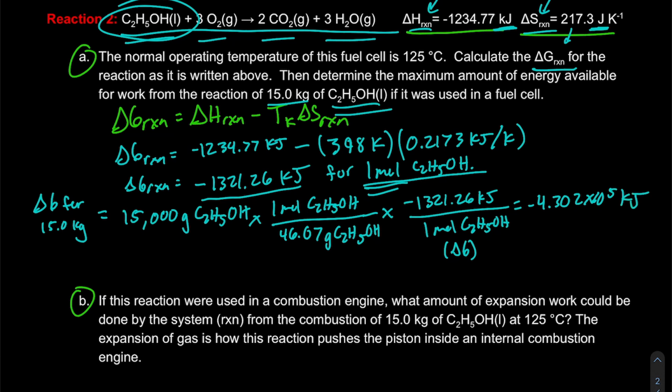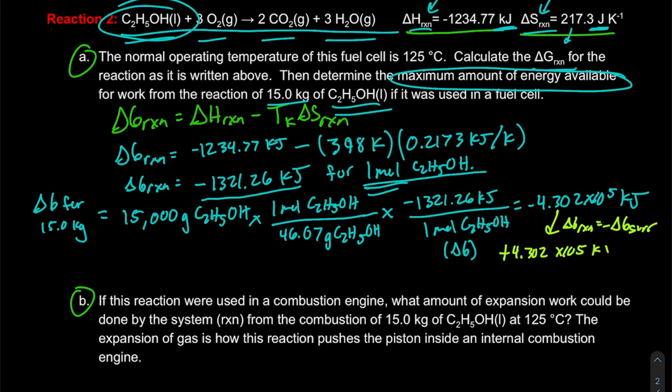Now, what does that mean? The maximum energy available for work for the surroundings. Well, because our delta G of the reaction is equal and opposite to the delta G of the surroundings, we have positive 4.302 times 10 to the 5th kilojoules available to the surroundings to do work, in this case maybe power the electric motors in the fuel cell. Now we have that identified with regards to free energy.